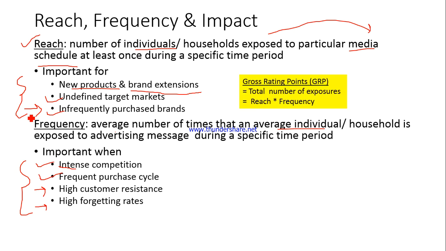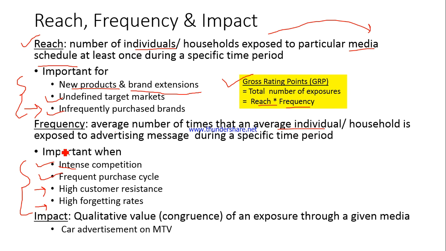Now please understand that there's a terminology which is known as gross rating points, GRP, and this is nothing but the product of reach and frequency. We'll be taking up an example to understand this better. So what was the reach, and on an average how many times did one particular individual get exposed to your promotional campaign. So the product of reach and frequency would be your total gross rating points.